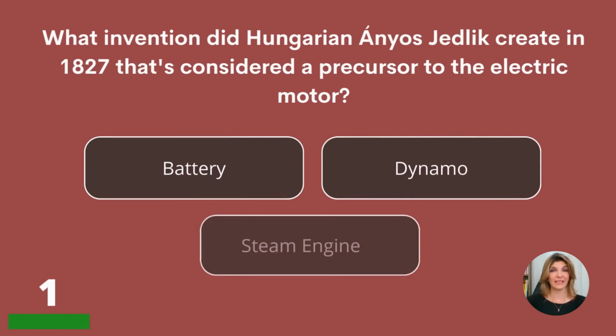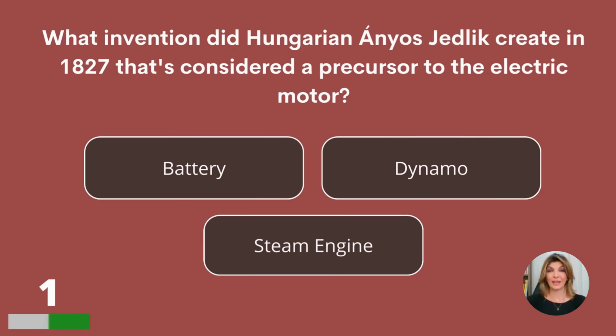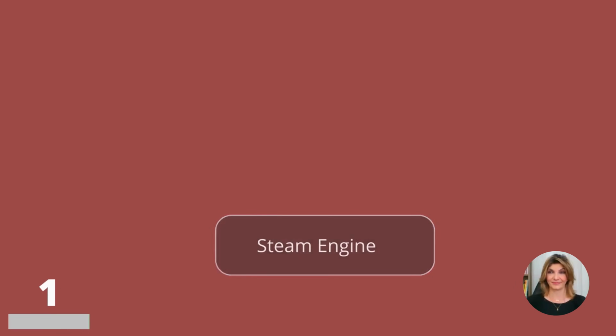What invention did Hungarian Amos Jedlik create in 1827 that's considered a precursor to the electric motor? Battery, dynamo, or steam engine? Dynamo.